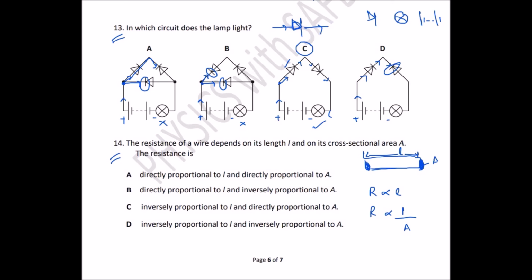So look at the options. Option A first. Resistance is directly proportional to the length. This part is true. And directly proportional to the area, not. Cross this one. Directly proportional to the length, true statement. Inversely proportional to the area, also true. B is the right answer here. Check the others. Inversely proportional to the length, cross this one. Inversely proportional to the length, cross this one. B is the right answer here.